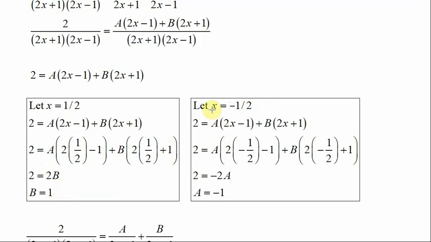So similarly, we want to pick something that would make this factor 0, so we can let x be negative 1 half. So in the place of x, we have negative 1 half. 2 times negative 1 half is negative 1, so we get negative 2a. 2 times negative 1 half is negative 1. Negative 1 plus 1 is 0. So we end up with a is negative 1.